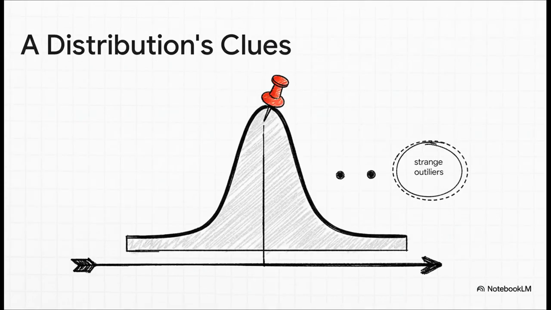And this shape gives us a full detective's report. It's like a dossier on our data's personality. We can immediately see where its center is, its center of activity. We can measure how spread out it is. We can see if it's lopsided or symmetrical. And we can spot any suspicious characters, outliers, lurking in the shadows. Each one of these is a vital clue.